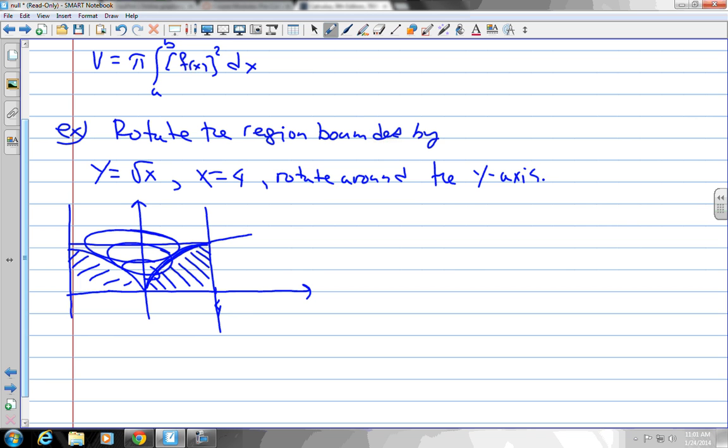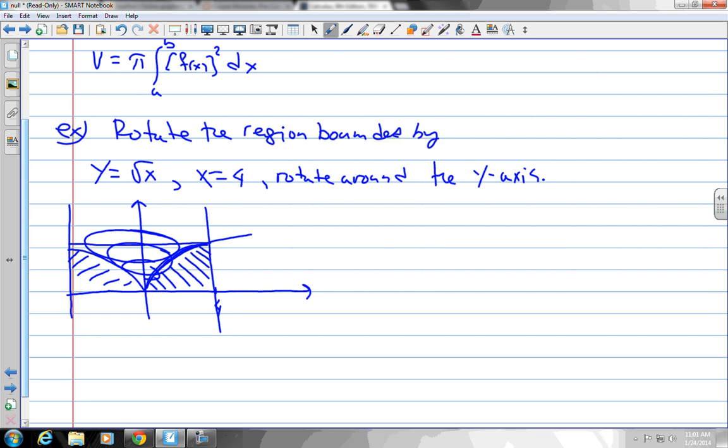If I just rotate the square root of x around the y-axis, I'll get the volume of the funnel. But I want whatever's outside. So from our common sense and geometry, if I take the volume of a cylinder and then subtract the volume of the funnel, I'll get what I need. Do you see that? Of course, I could use the volume of the cylinder formula, but I want to get to a different formula here.